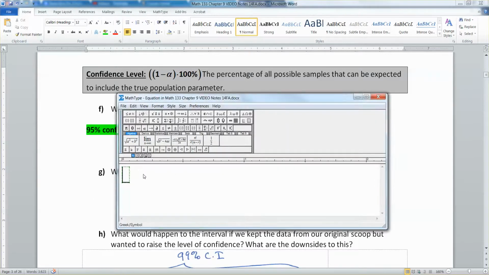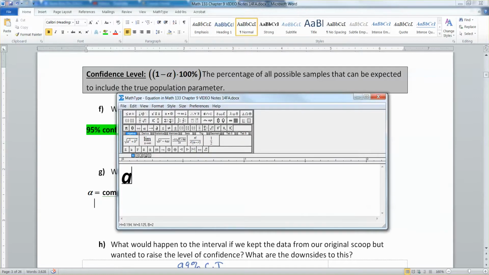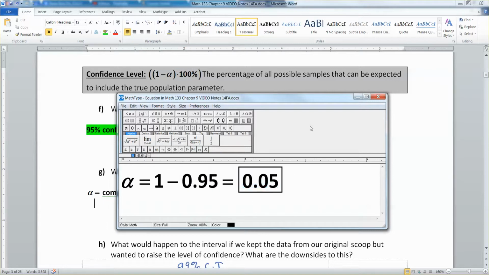All right, alpha equals the complement of the confidence level, often called the C level. Get it? C level. Yeah, they do that a lot. That's an abbreviation. So it's the complement of your confidence level, which means that in this case, alpha is equal to 1 minus 0.95, which would be 0.05. That's your confidence level, and then you take it away from 1, and you have your alpha.